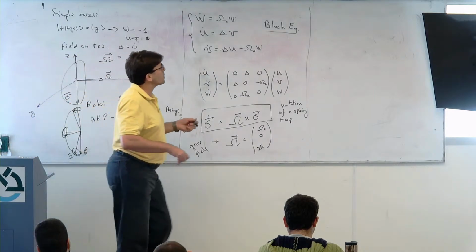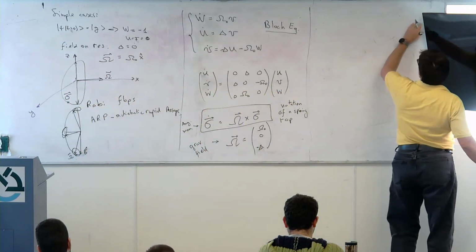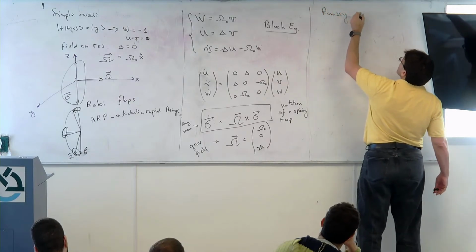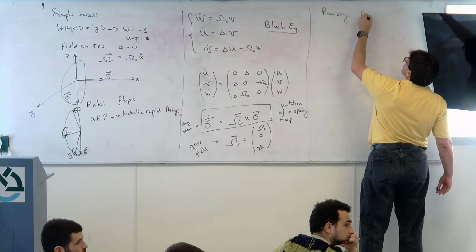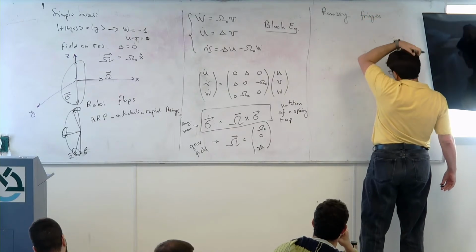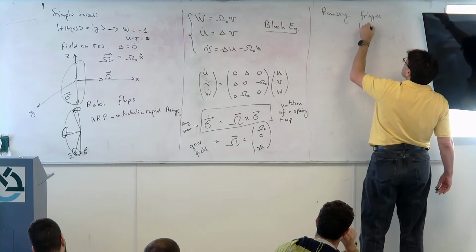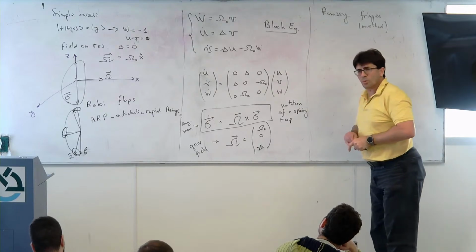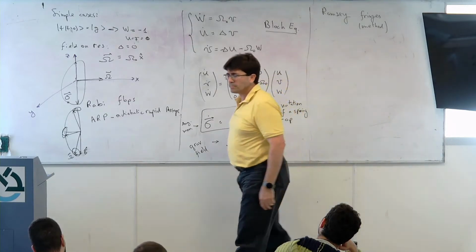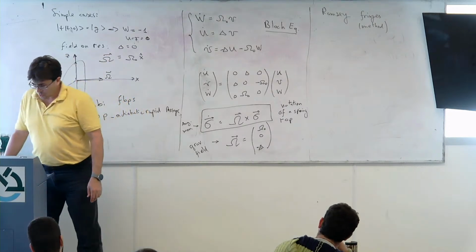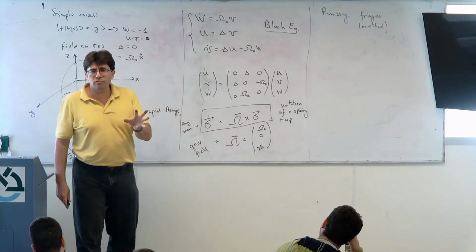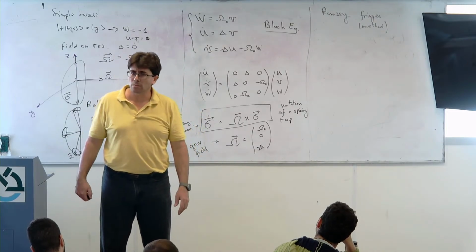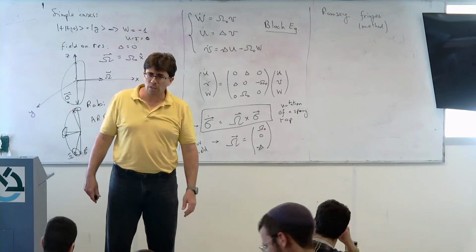I would like to say something about Ramsey fringes and the Ramsey method. We'll discuss Ramsey in a moment. I'll tell you for a moment what Ramsey is. What happens if I turn off the field, make the field be 0? Let's assume I'm perfectly on resonance.